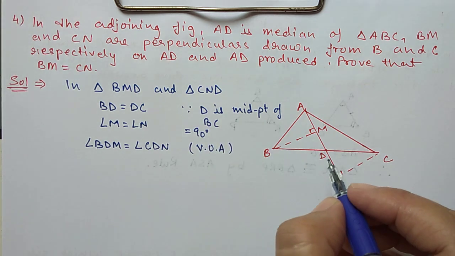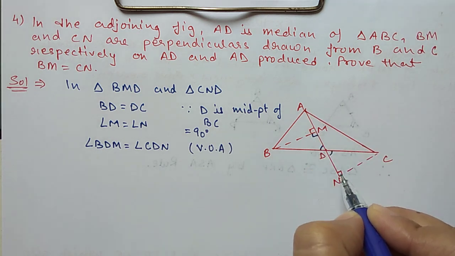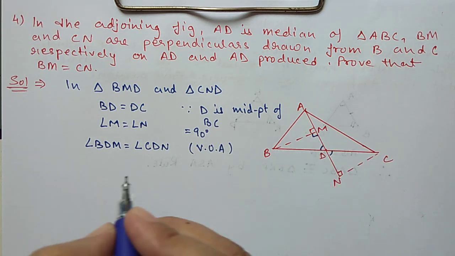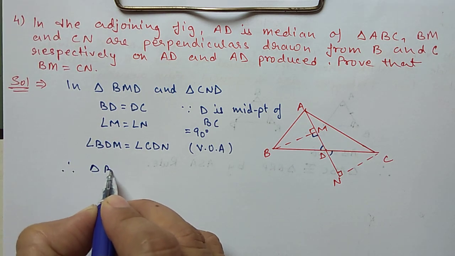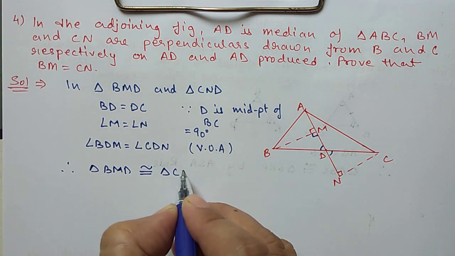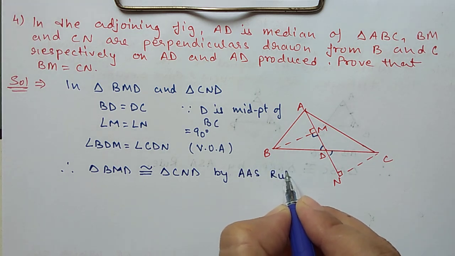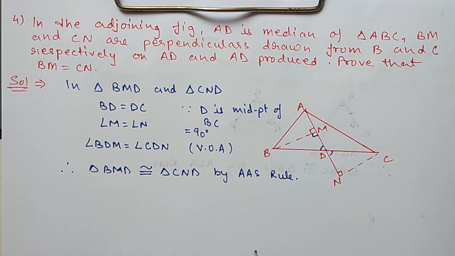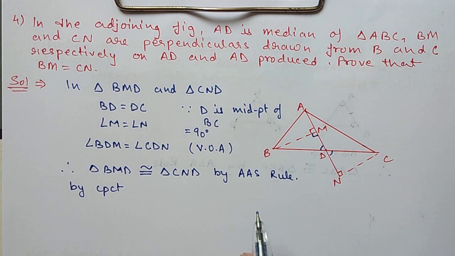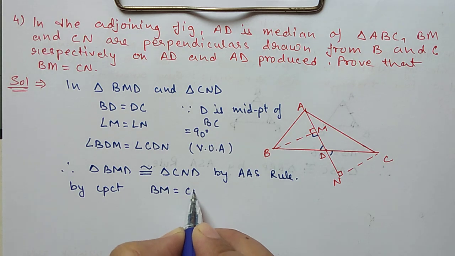So we have done a comparison here. We have compared this angle to this angle, to this angle, and this side to this side. So we are comparing angle and side. Therefore, triangle BMD is congruent to triangle CND by the angle-side rule. And if these two triangles are congruent, then by CPCT, the rest of the sides and angles will also be the same. So by CPCT we can say BM is equal to CN.